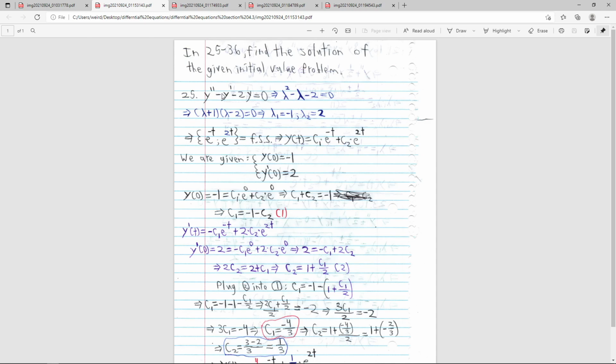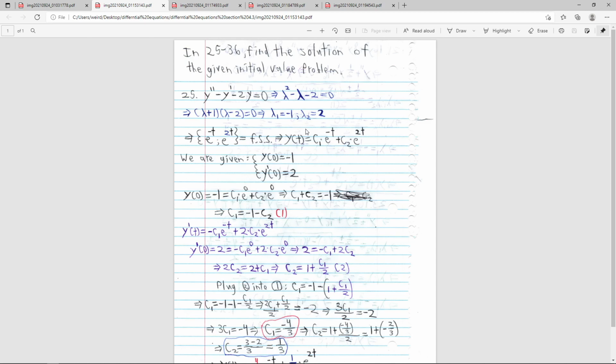So y double prime minus y prime minus 2y equals 0. This means lambda squared minus lambda minus 2 equals 0 is the characteristic equation. We can split that up into lambda plus 1 times lambda minus 2 equals 0. And we have lambda 1 equals negative 1, lambda 2 equals 2. So e to the negative t and e to the 2t are a fundamental set of solutions. And y at t equals c1 times e to the negative t plus c2 times e to the 2t. So that's our general solution.